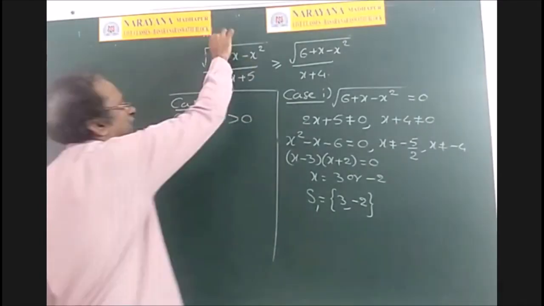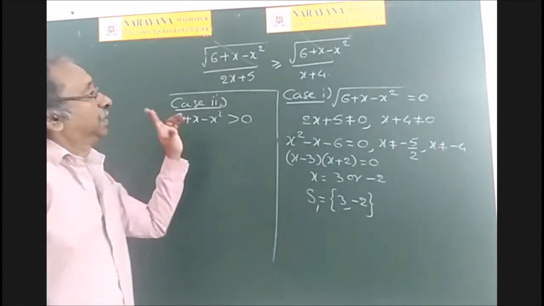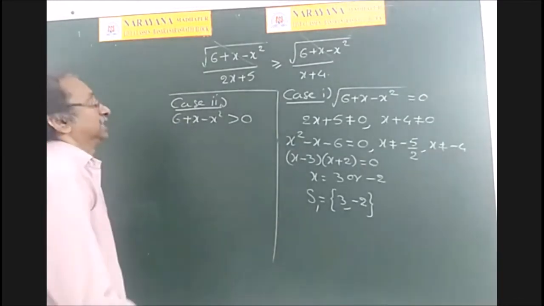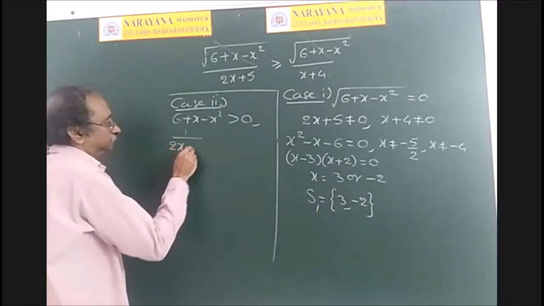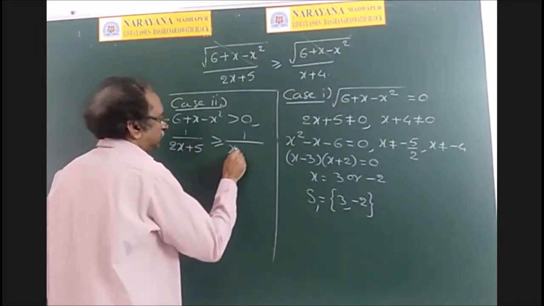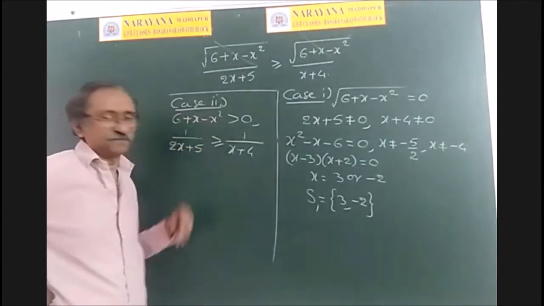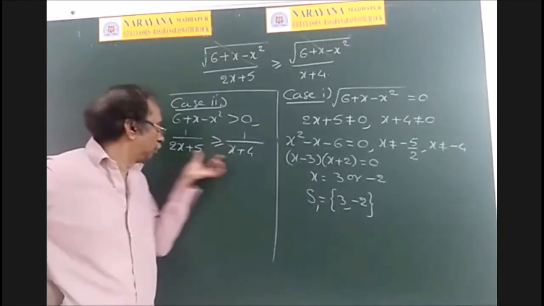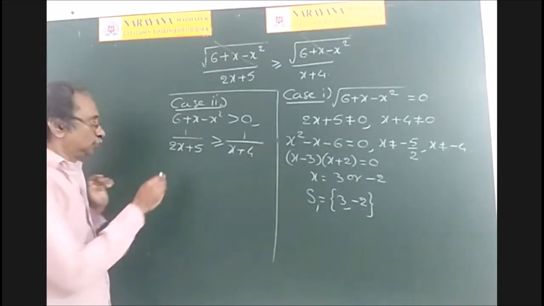And obviously these two can be cancelled. Because in an inequality, if a positive number is cancelled on both sides, the inequality does not change. Therefore I can cancel that. And what I can write is 1 by 2x plus 5 greater than or equal to 1 by x plus 4. But the danger is here only. You cannot reverse them or cross multiply, because we do not know whether 2x plus 5 and x plus 4 are positive or not. Okay. So, you should know one thing.